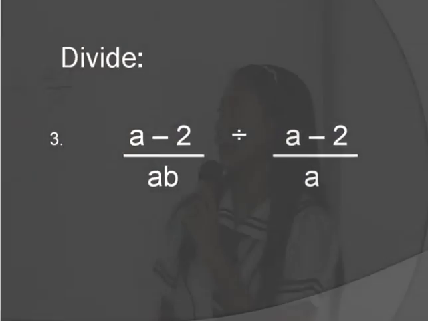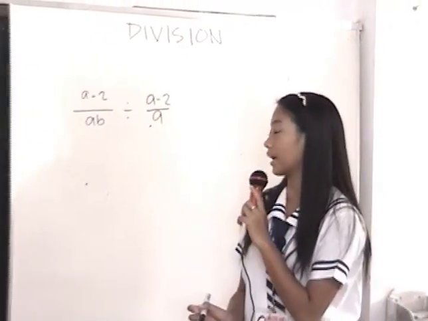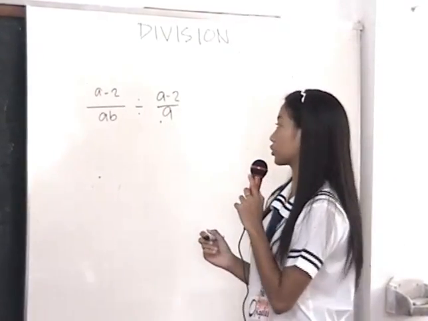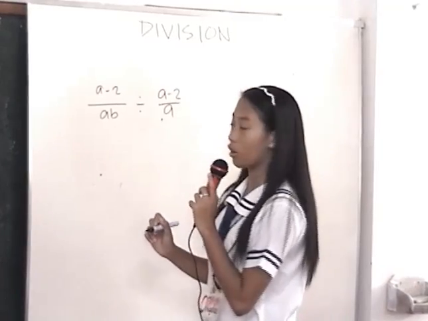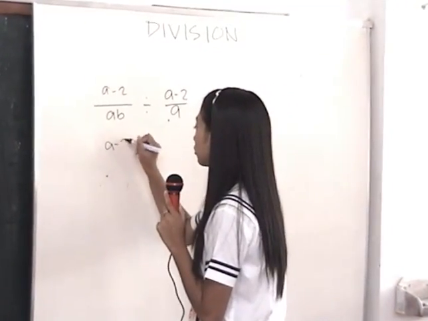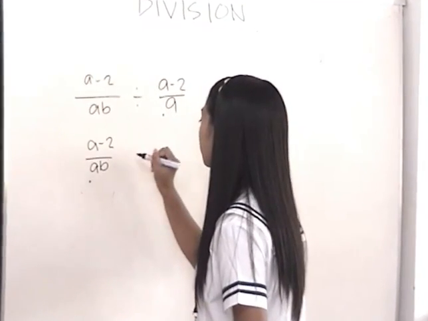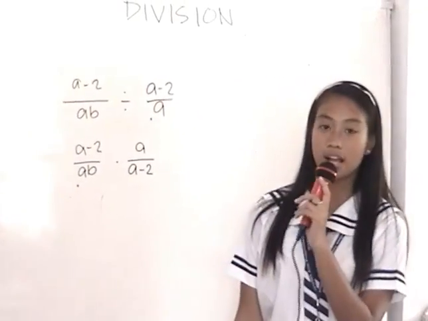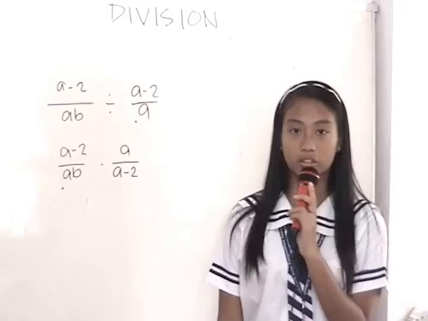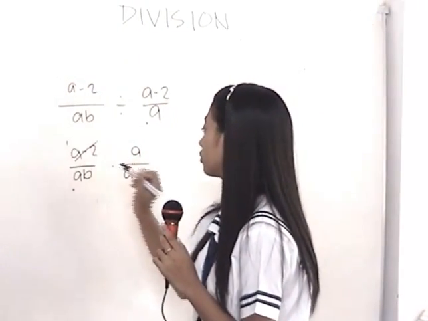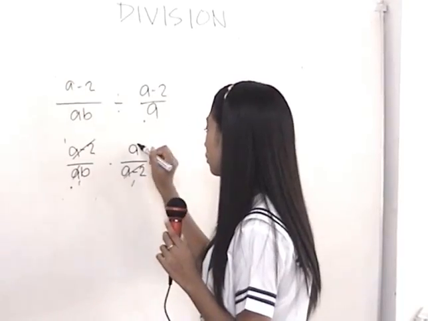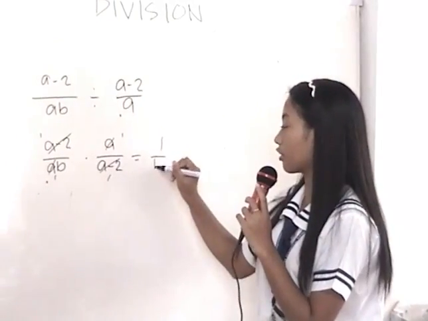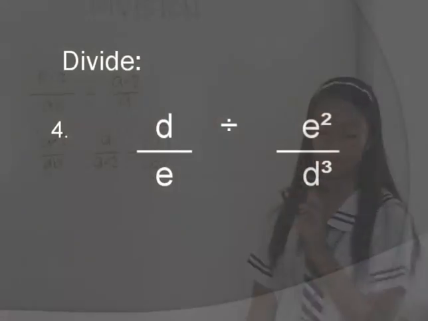In this expression, a minus 2 over ab divided by a minus 2 over a, we need to have the reciprocal of a minus 2 over a, which is a over a minus 2. We need to cancel out the same terms in the numerator and denominator. So we have 1 over b. The answer is 1 over b.